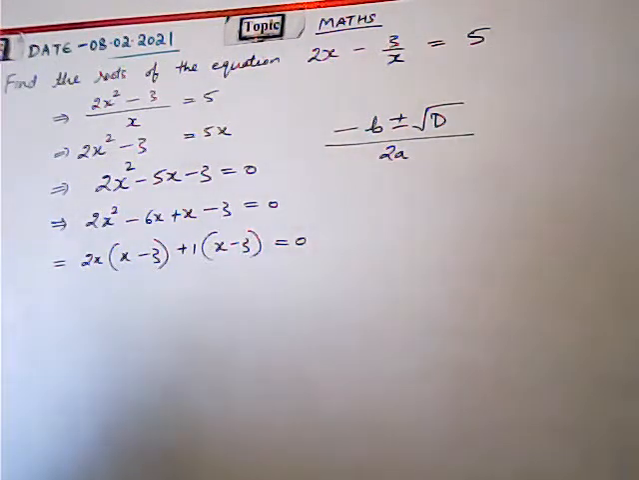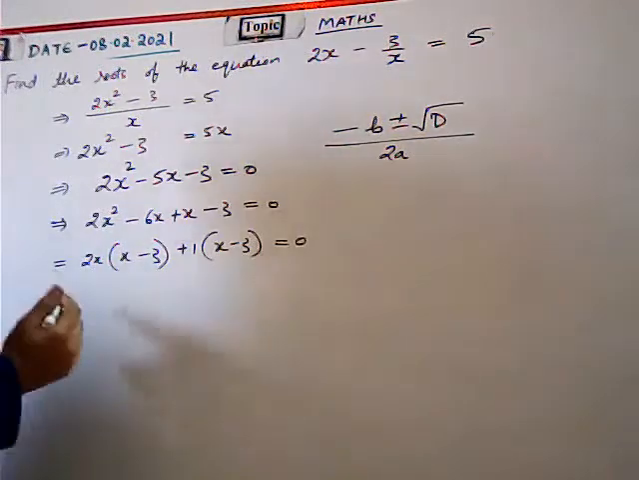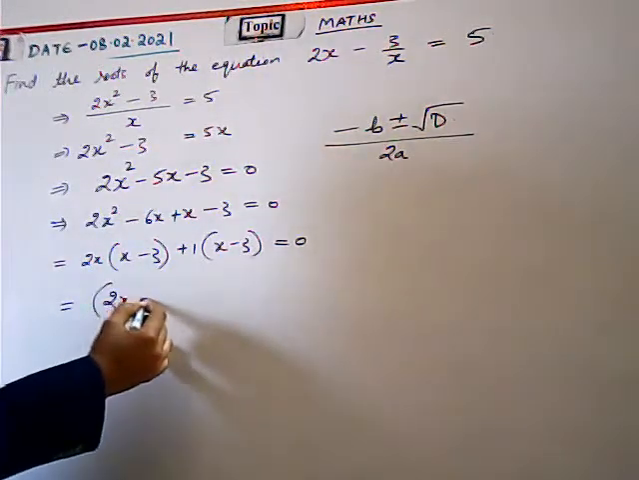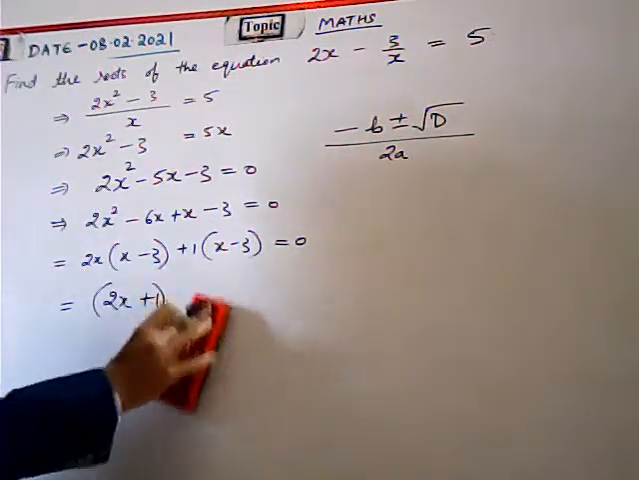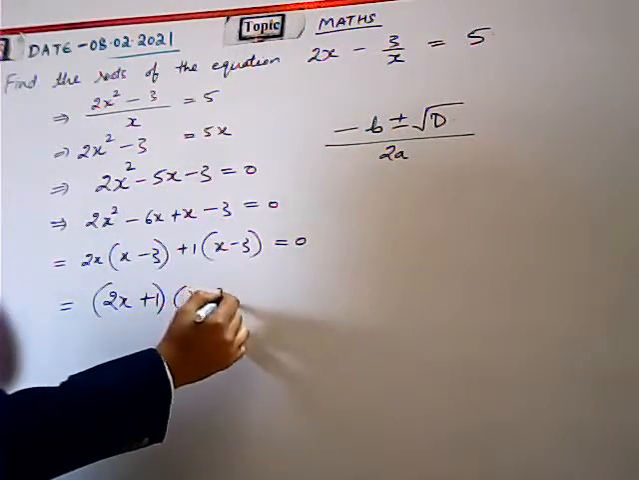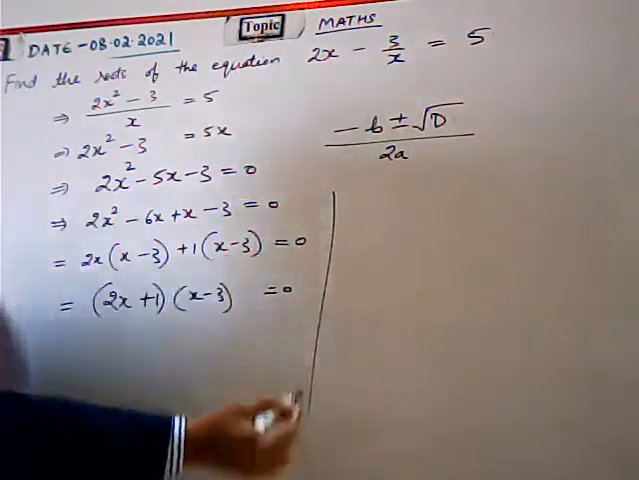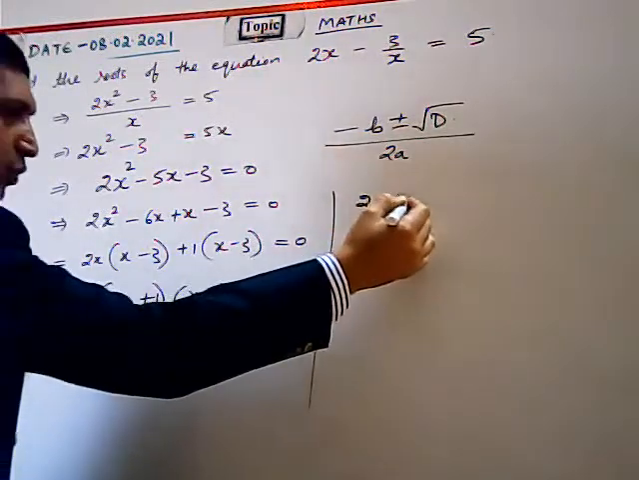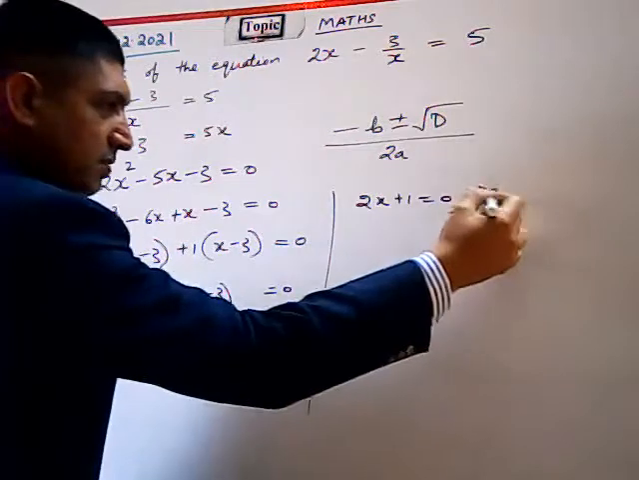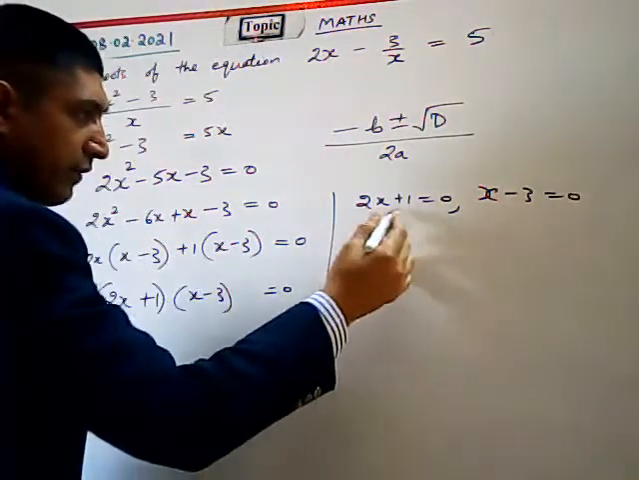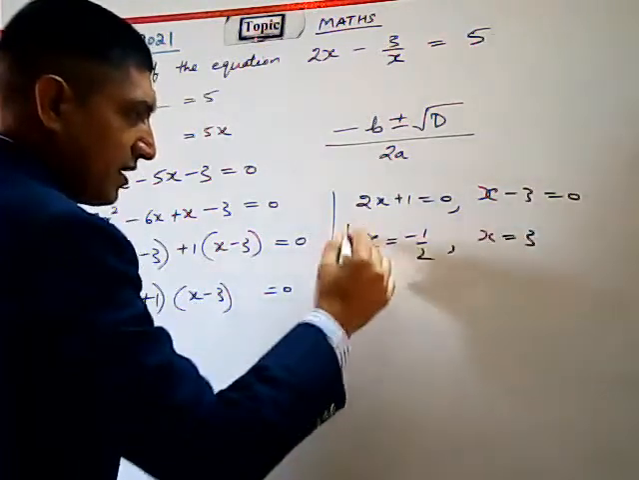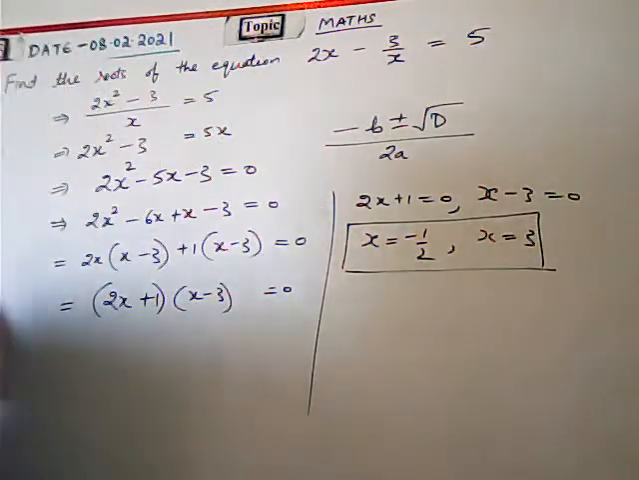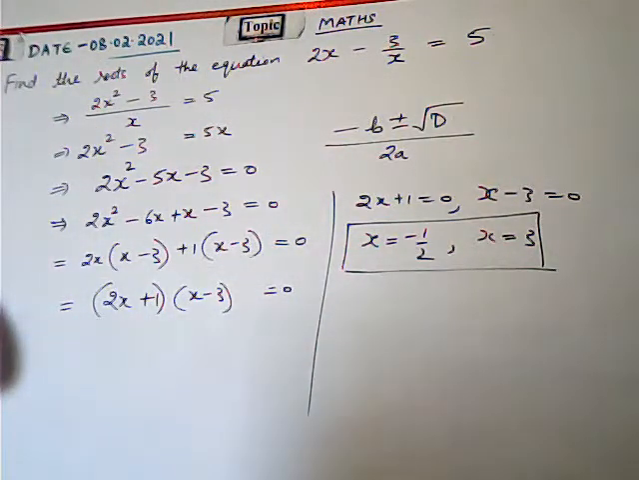So what we have here is either 2x plus 1 is equal to 0, or, first we can write down, these are the factors, x minus 3 is equal to 0. So either 2x plus 1 is equal to 0, or x minus 3 is equal to 0. So here x is equal to minus 1 by 2 or x is equal to 3. So these are the two zeros of this quadratic equation, right?